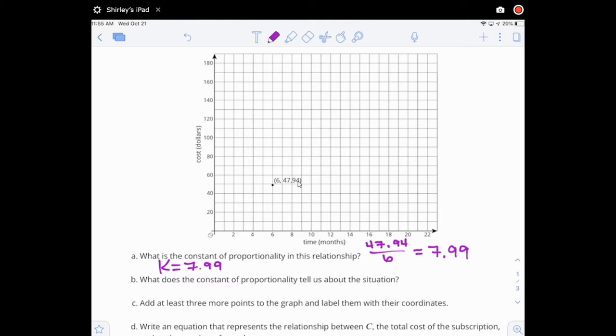Normally we would like that unit, but question B is asking us for the unit. What does that tell us about the situation? It costs $7.99 per month.